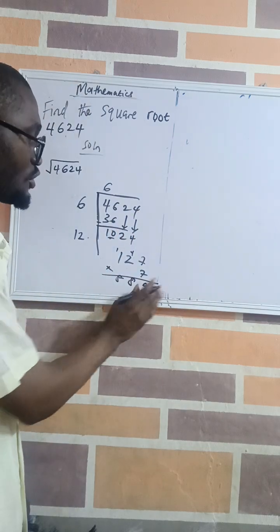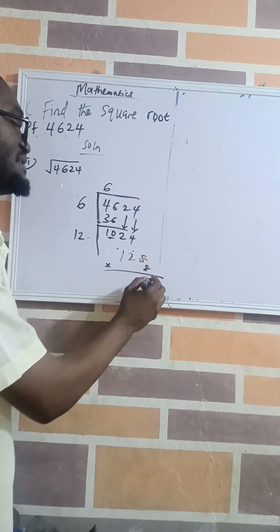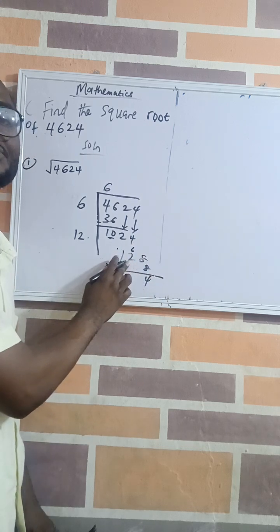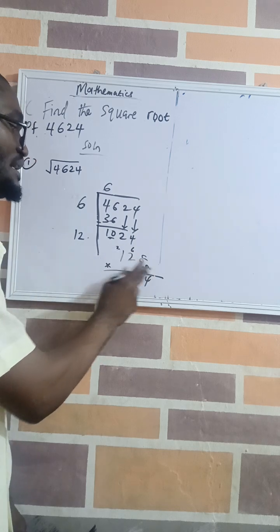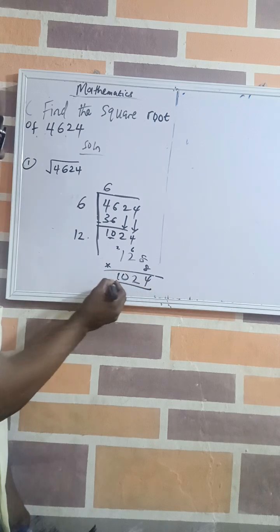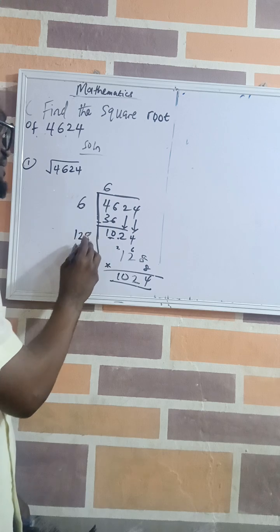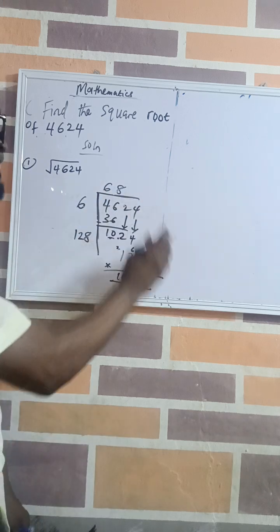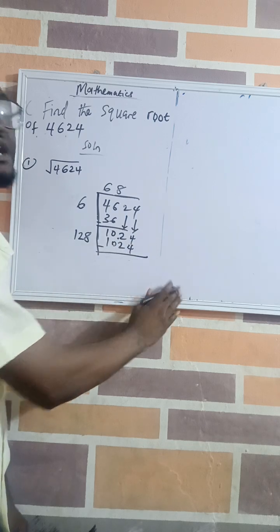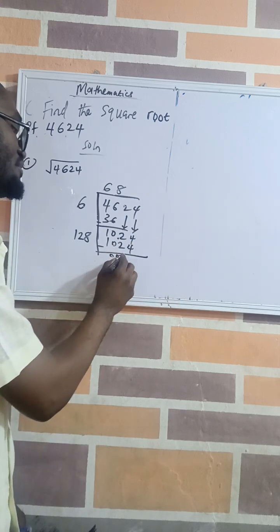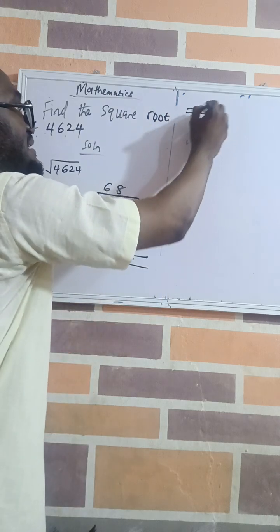So since this one is still not close, let's try 128 times 8. 8 times 8 is 64. 4 carry 6. 8 times 2, 16 plus 6 is 22. 2 carry 2. 8 times 1, 8 plus 2, 10. You can see it is 128 times 8 that will give you 1,024. So write it out. 8 times this 8. So 128 times 8 will give you 1,024. So 1,024 minus itself will give you 0. So your answer to this question was 68.